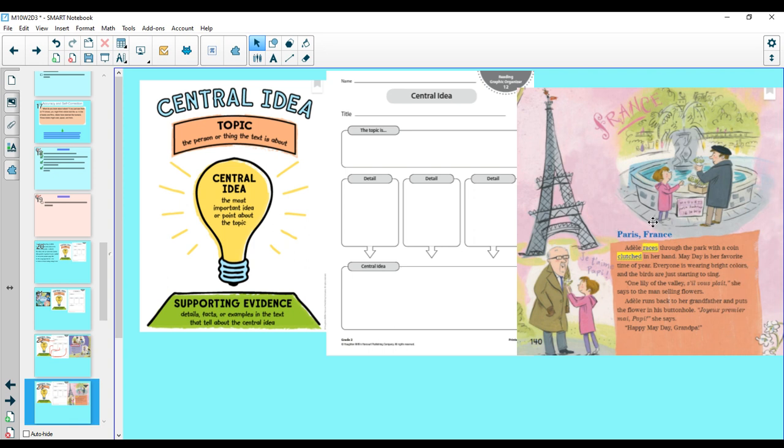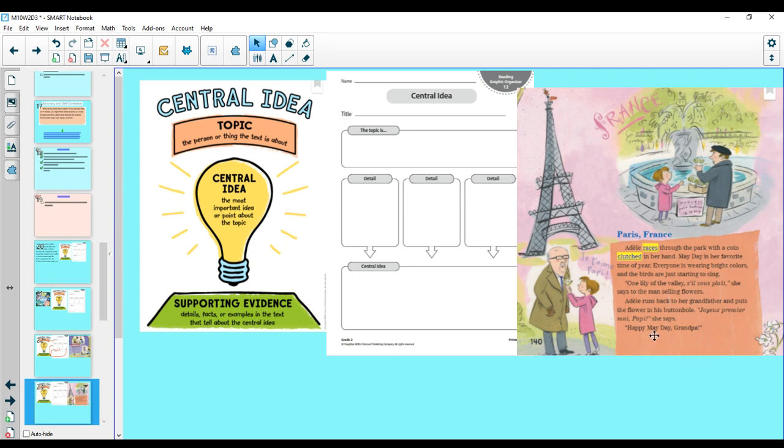For my detail for Paris, France, I have to find a detail that tells about what I think my central idea is going to be. So as I reread this page, I'm going to think, okay, what did Adele do to celebrate May Day? In this first sentence, it says Adele races through the park with a coin clutched in her hand. That is not a good detail to help me figure out the central idea. I have to keep reading.